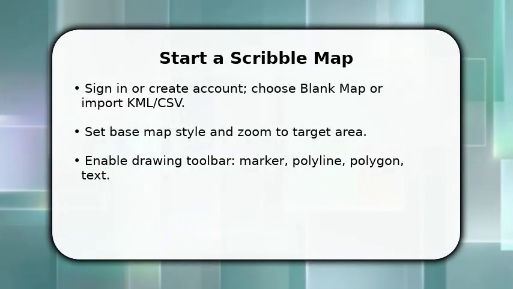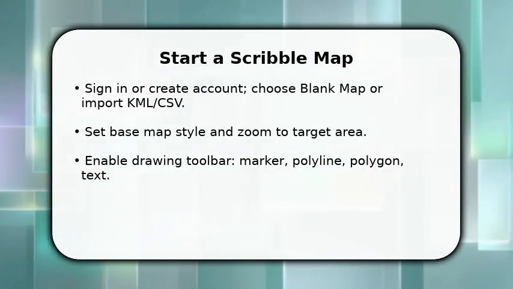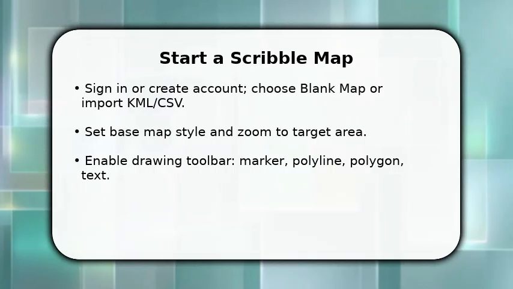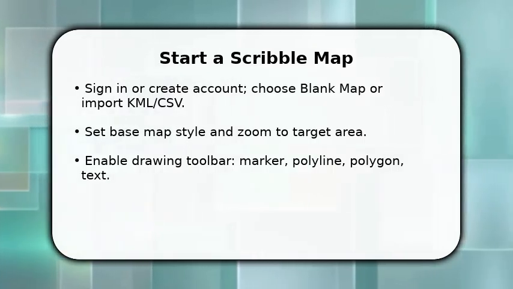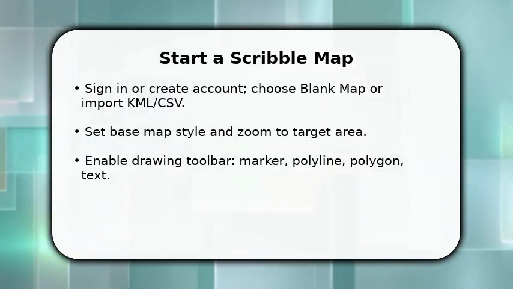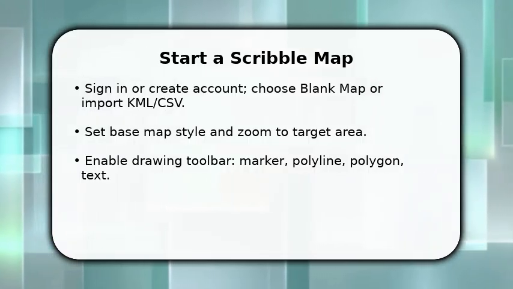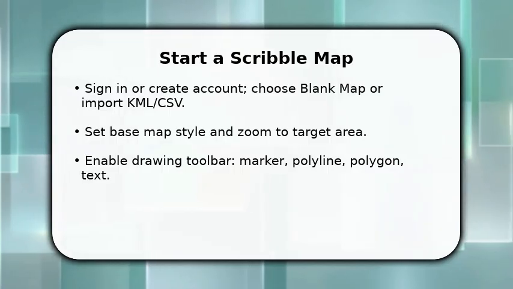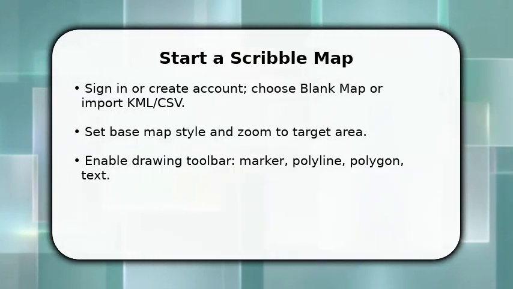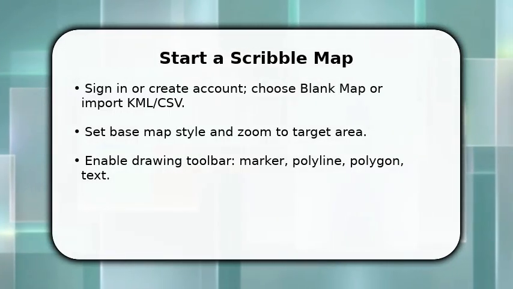You begin by opening Scribble Maps and signing in so your work saves automatically. Once signed in, pick a base map style and zoom to the precise area you'll annotate. Next, enable the drawing toolbar and select your first tool: marker for points, polyline for paths, or polygon for areas, then click to place an initial shape.